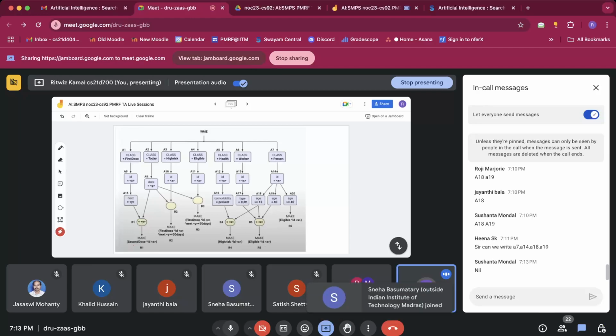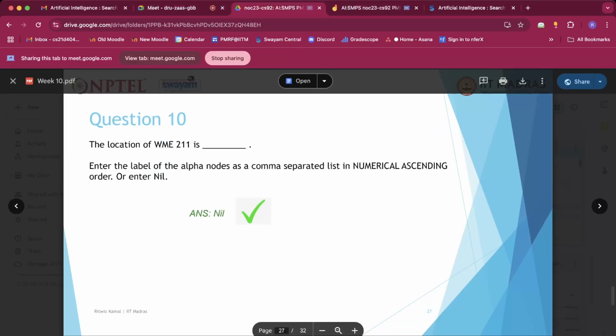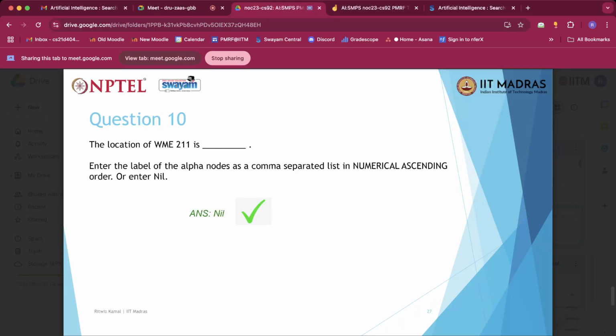A nil, that's right. So there is no such alpha node where this information on whether a person has second dose or not is contained. So here our answer would be nil. That is, there is no such alpha node where this information is contained. That will be the answer to question 10. I hope these are clear.